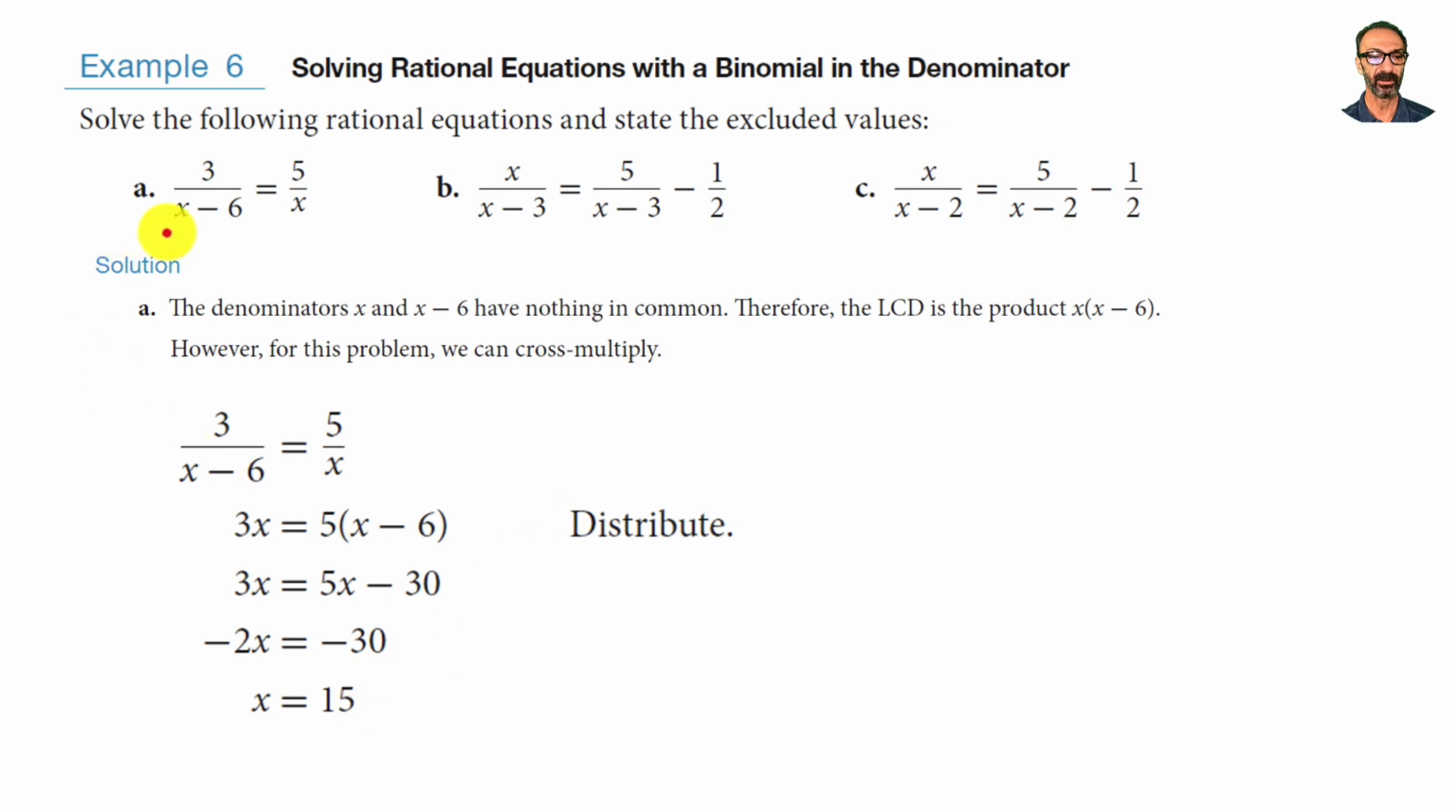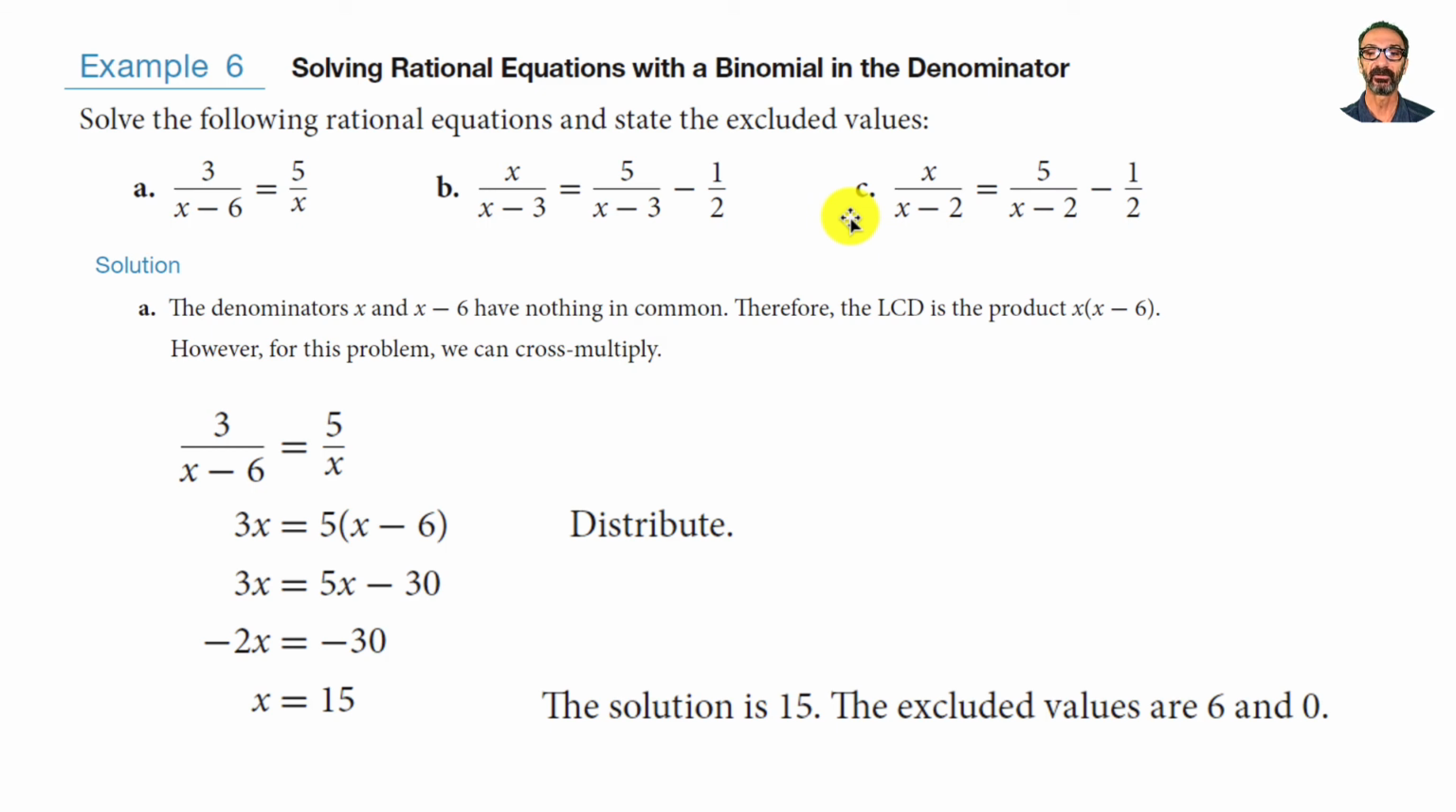If you look at 30 here, it does not cause this denominator to be 0. That does not cause this denominator to be 0, so we are fine. 30 is the solution. The excluded values are 6 and 0 because I can't have 6 and I can't have 0 right here. But none of my solution sets came up to be 6 or 0, so I'm fine.